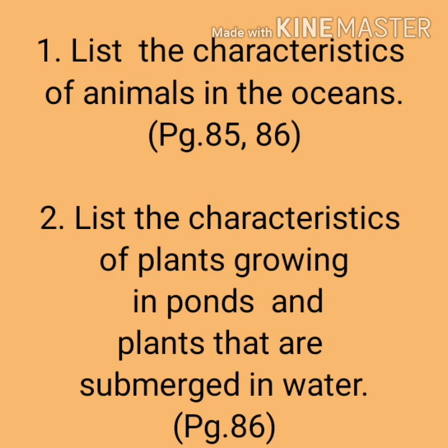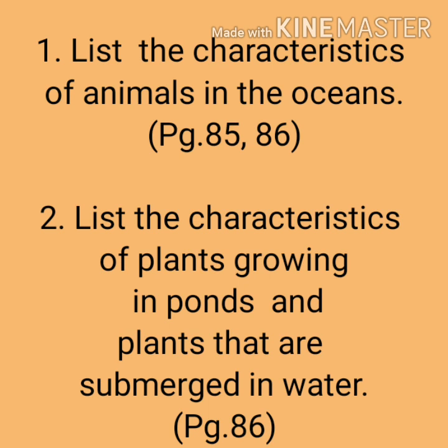Next question, list the characteristics of animals in the oceans. This answer is given on page 85 and 86. There are 2 points. You have to write one below the other. First point, you will write about squids and octopus. That is the last paragraph on page number 85. Squids and octopus. They do not have streamlined body. That point. Okay, these 2 points are there for squids and octopus. They stay deep in the ocean near the seabed and catch any prey that moves towards them. Till there you have to write.